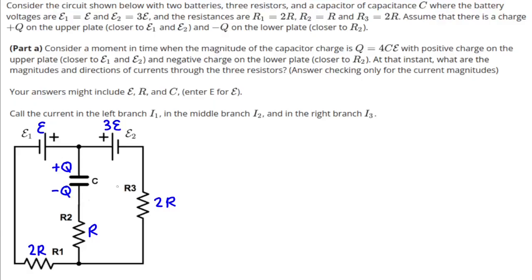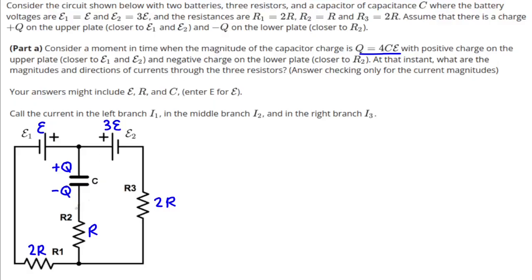And in part A, consider a moment in time where the magnitude of the capacitor charge is 4 times the capacitance times the EMF of the battery, with positive charge on the upper plate and negative charge on the lower plate. At that instant, what are the magnitudes and directions of the currents through the three resistors?